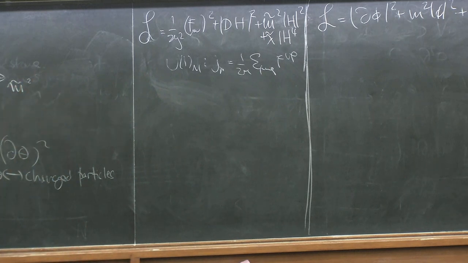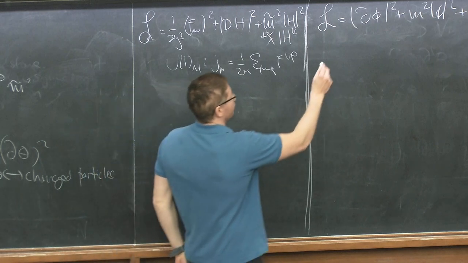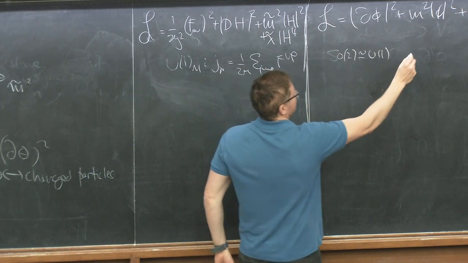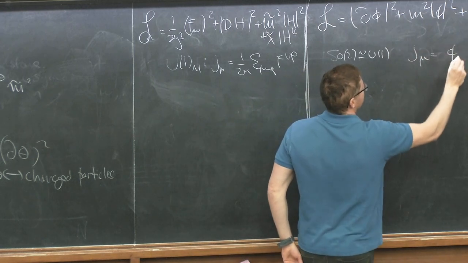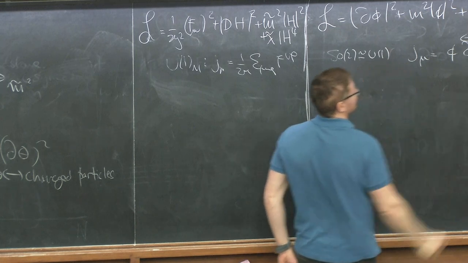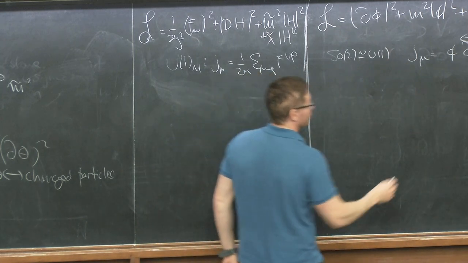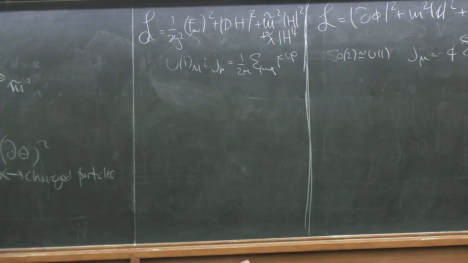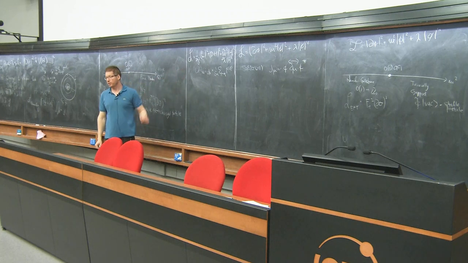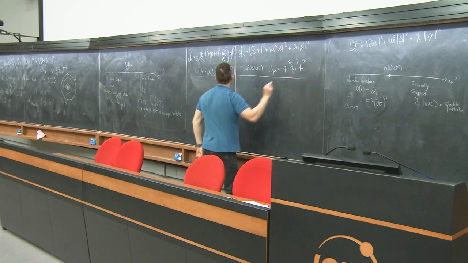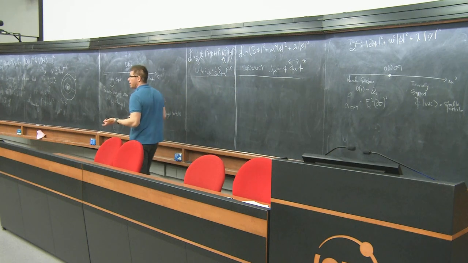I ignore charge conjugation. On that side, we have SO2, which is the same as U1. And the current is phi d mu phi star, sorry, that's the usual expression for the particle number for a complex scalar field. So that's entry number one in the dictionary. Entry number two, the operators.